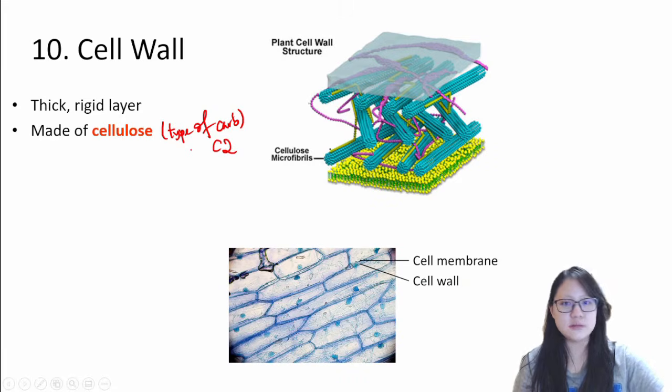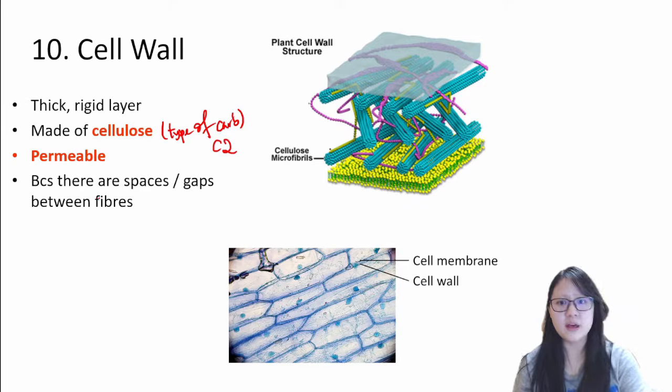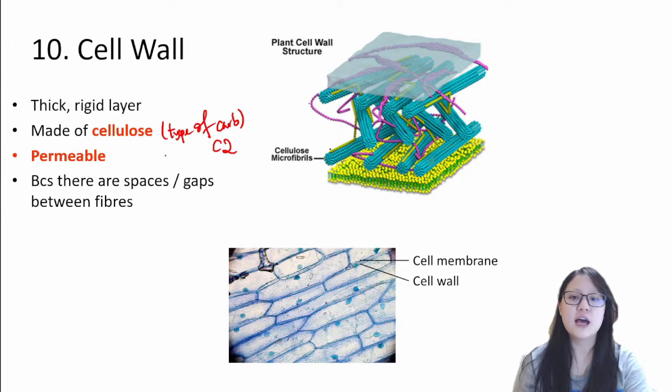Now, this cellulose layer is actually permeable, fully permeable, because there are spaces and gaps between fibers. Think of it like a very rigid net. So it is rigid, it has structure, but there's a lot of holes. So things can pass through very easily.